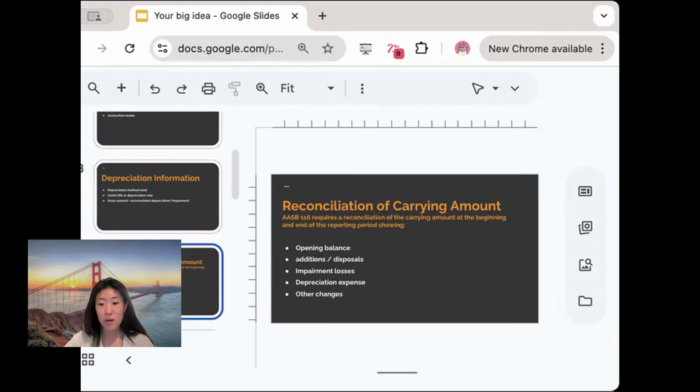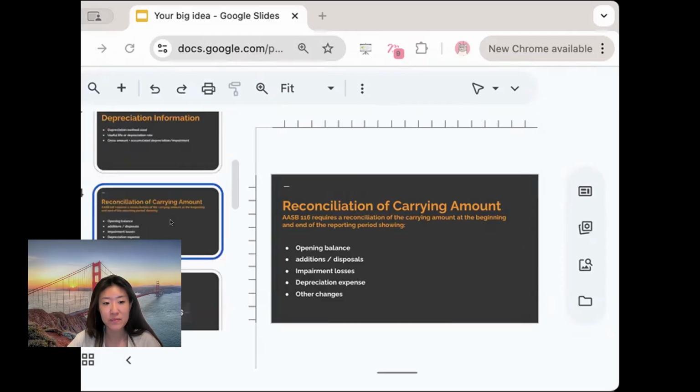The second essential requirement is presenting a reconciliation of the carrying amount of the wind turbine. This summary is critical because it explains the exact movement of the asset's value over the reporting period. The reconciliation must itemize the movement, detailing the opening balance of the asset, any additions or disposals that occurred, the total amount of impairment losses recognized, the annual depreciation expense, and any other changes. This detailed breakdown ensures stakeholders understand exactly how the wind turbine's book value has changed throughout the year.